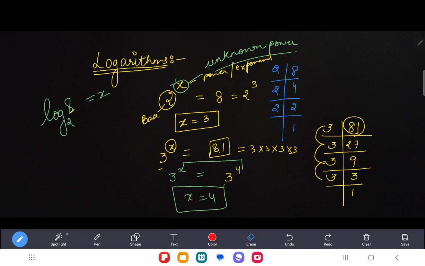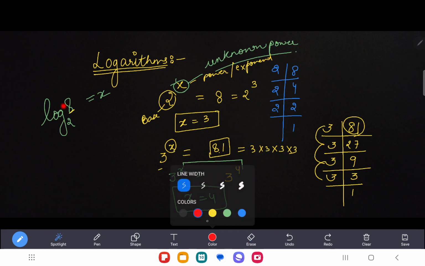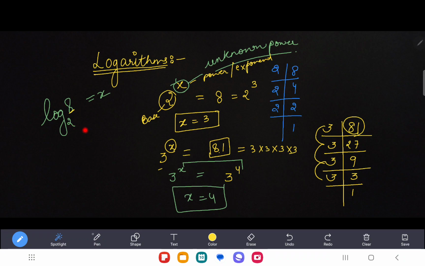So how do I read this? Just have a look at the circle. So, 2 raised to power what? x. 2 raised to power x gives me 8. You have to think like that.